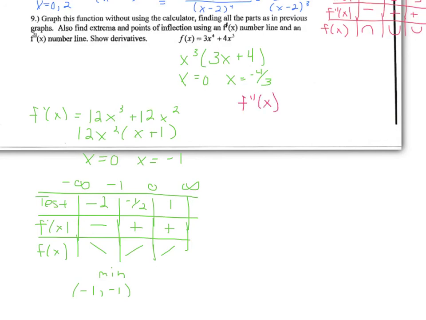For my second derivative, I get 36x squared plus 24x, and we can factor a 12x out of that, and we'll be left with 3x plus 2. So I will get possible POI at x equals 0 and at -2/3. So then we'll do the second derivative test to test for concavity.